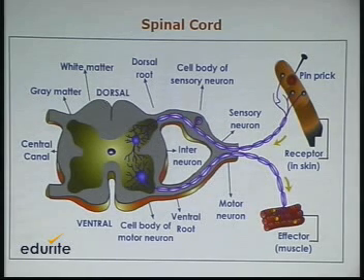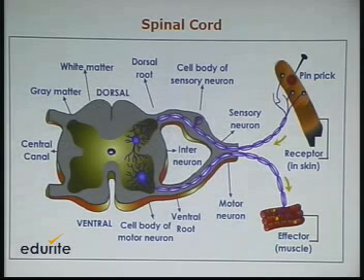Now, further you can see it has an H-shaped letter formed here. This H-shaped letter is composed entirely of cell bodies of neurons, their dendrites, non-myelinated axons. The arms of the grey matter are called as the dorsal and ventral roots. This is the dorsal root and this is the ventral root.